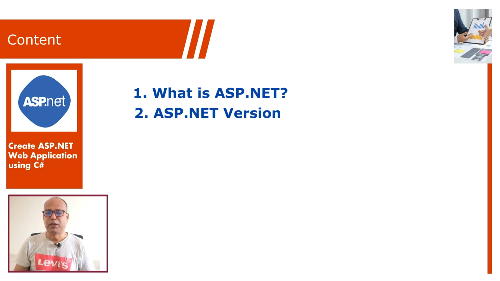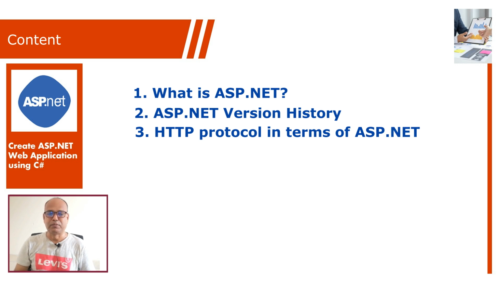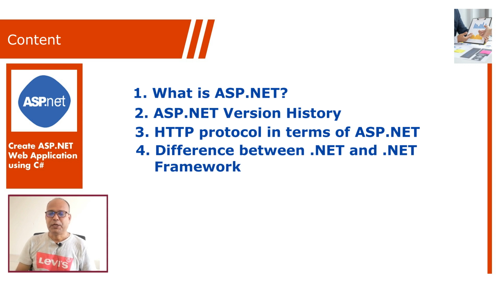Number 2, ASP.NET version history. ASP.NET's release history tightly correlates with the .NET Framework releases, which developers need to know. Number 3, HTTP protocol in terms of ASP.NET. Understanding how HTTP works with ASP.NET helps developers build efficient and responsive web applications. Number 4, difference between .NET Core and .NET Framework. This distinction is important for developers when choosing which framework to use for their projects.